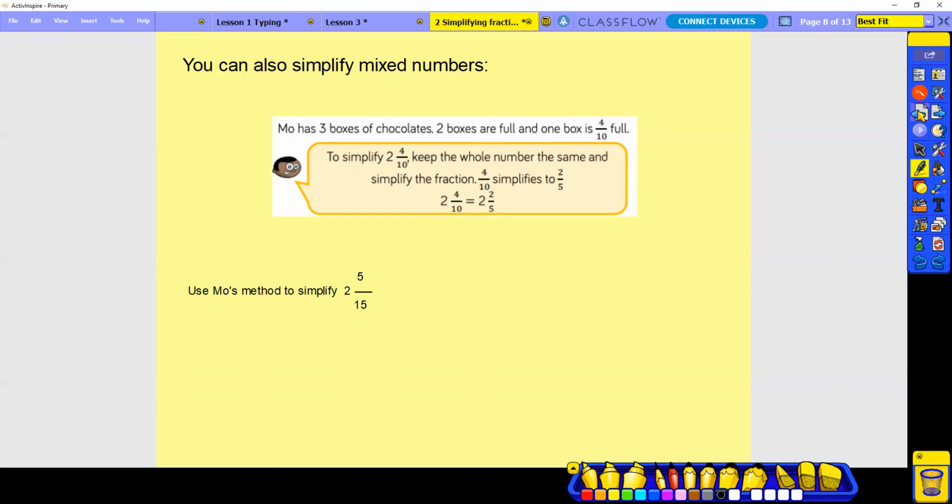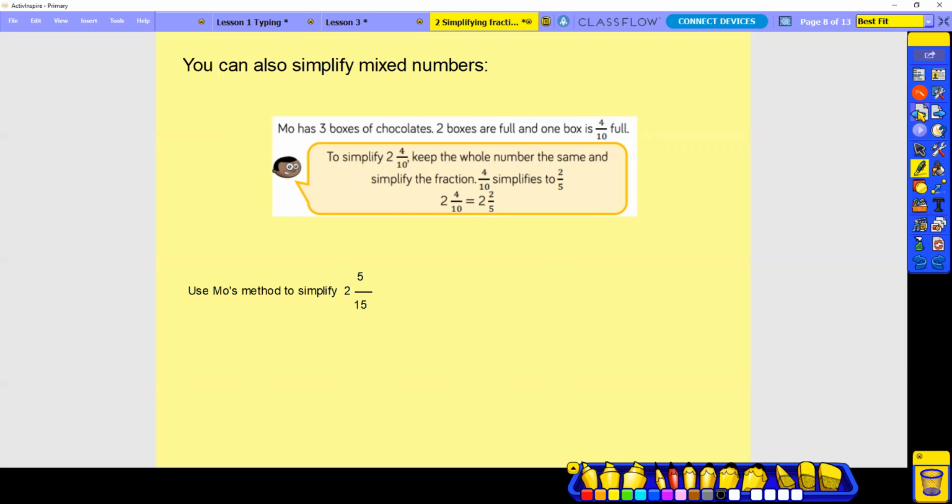So it says here, Mo has 3 boxes of chocolates. 2 boxes are full and 1 is 4/10 full. To simplify 2 and 4/10, you need to keep the whole number the same and simplify the fraction. So you need to do 4/10, which simplifies to 2/5. So 2 and 4/10 equals 2 and 2/5. So what Mo is saying is completely correct.